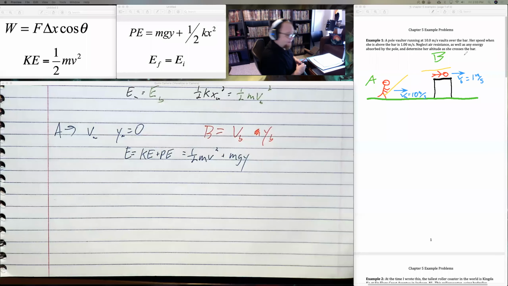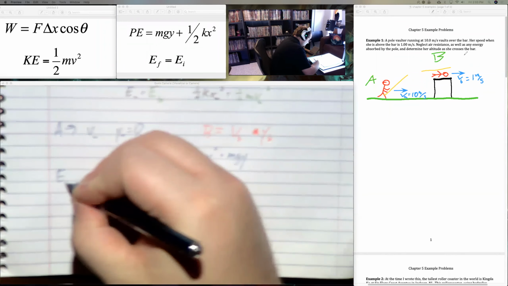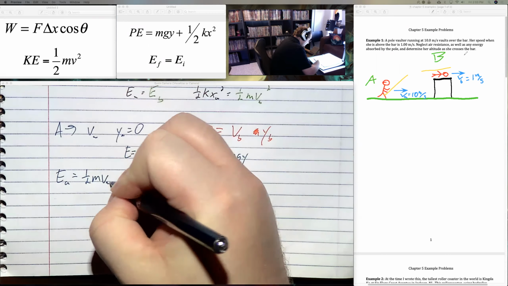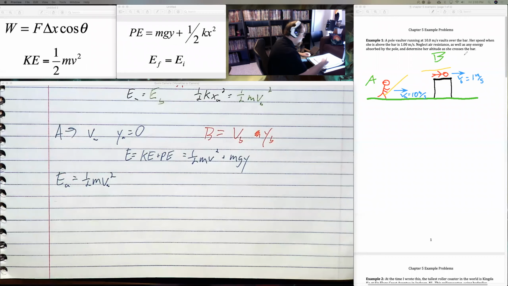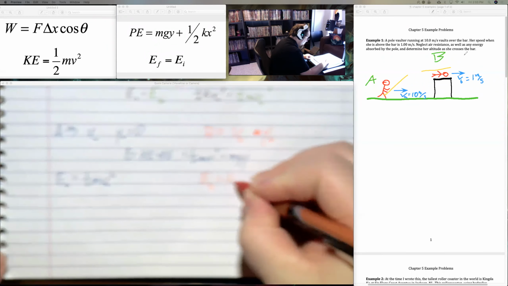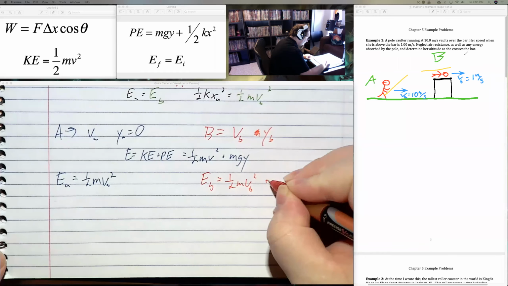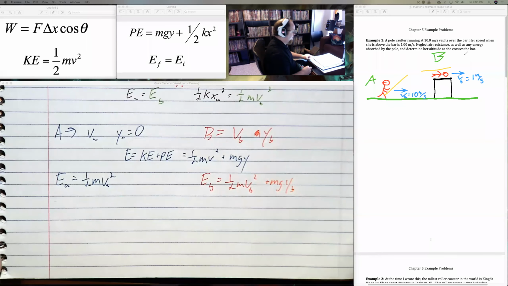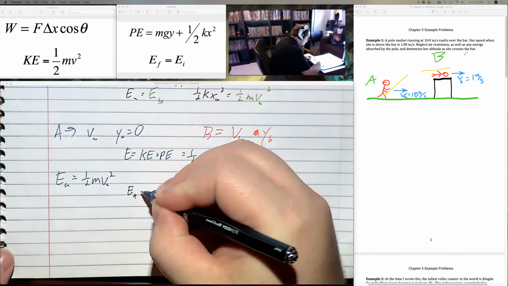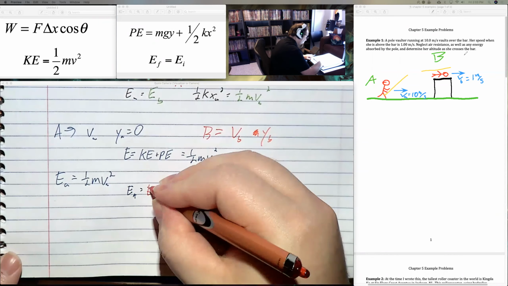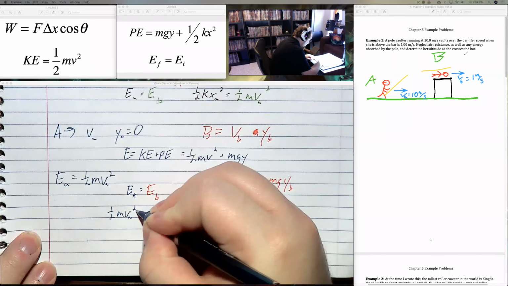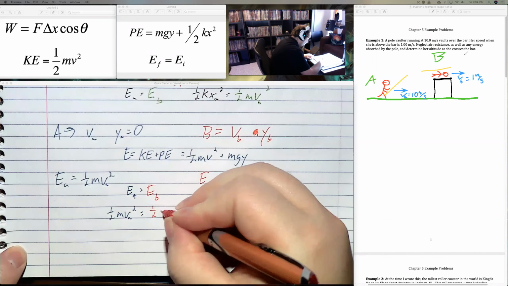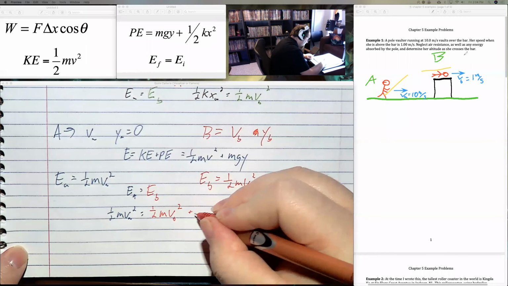And I'm going to say that my energy at A is just 1/2 mva squared plus mgy of A, but that's 0. My energy at B is 1/2 mvb squared plus mgy of B. And since conservation of energy says E initial, or EA, equals E final, or EB, I can say 1/2 mva squared equals 1/2 mvb squared plus mgy.